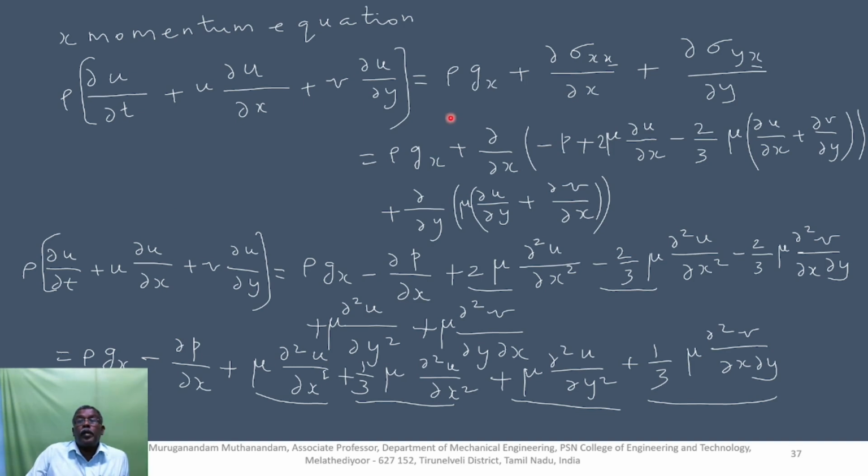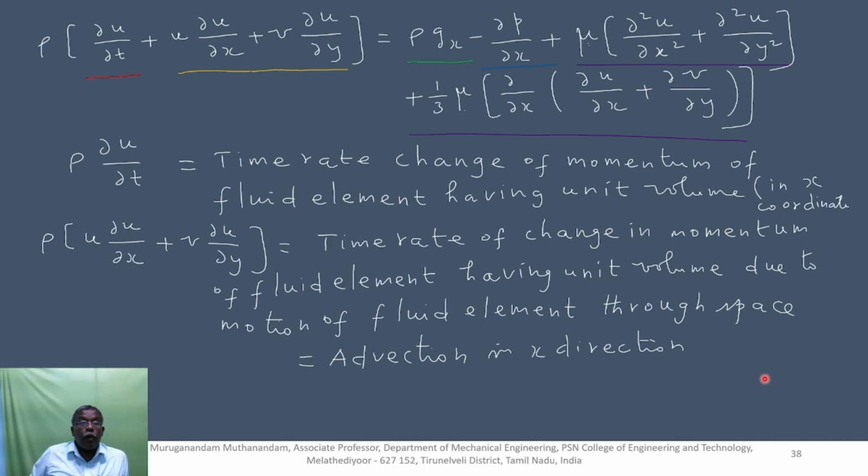We write again the normal stresses sigma xx and sigma yy. Now the x momentum equation can be written using the velocity components u and v as shown here, where sigma xx and sigma yx are replaced with the velocity components and gradients of velocity, partial u upon partial x, partial v upon partial y. Upon simplification, we obtain an equation as shown here. The red underlined term is the time rate of change of momentum of a fluid element of unit volume in the x coordinate direction.